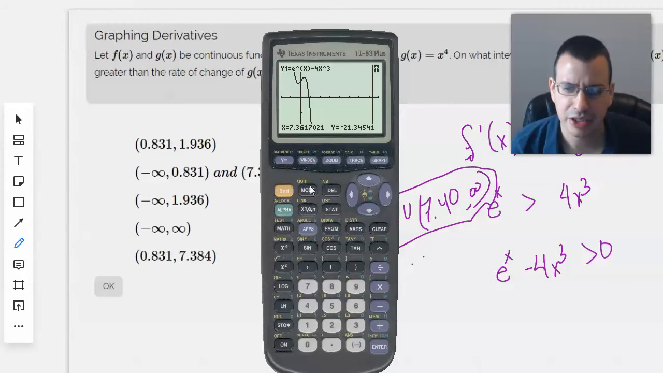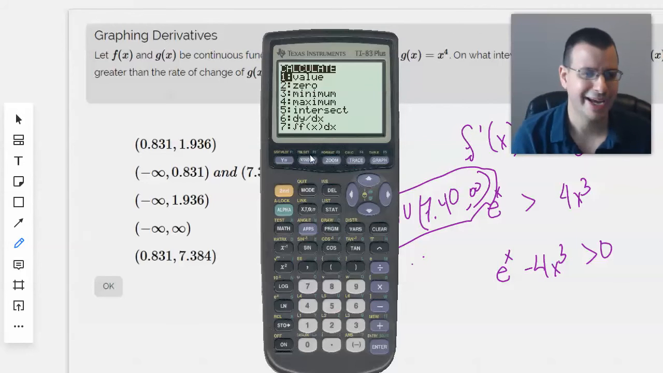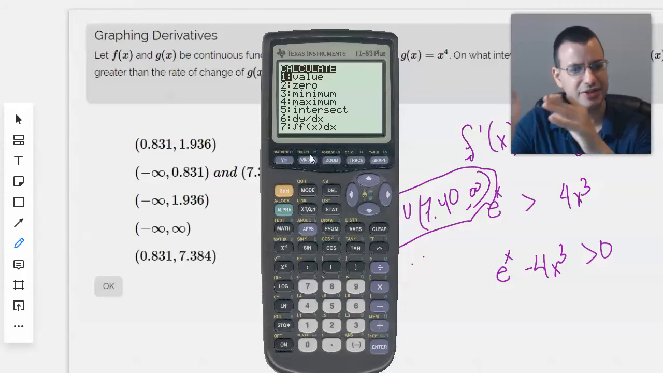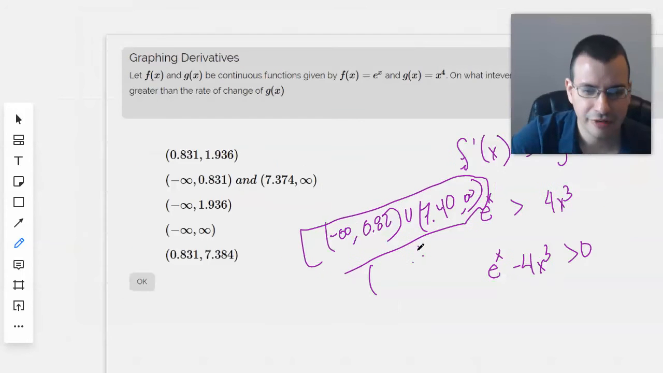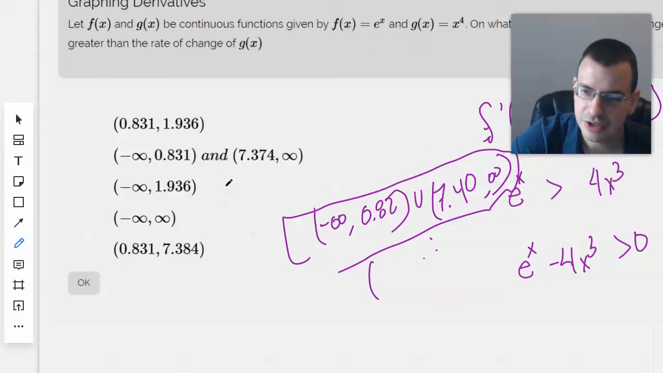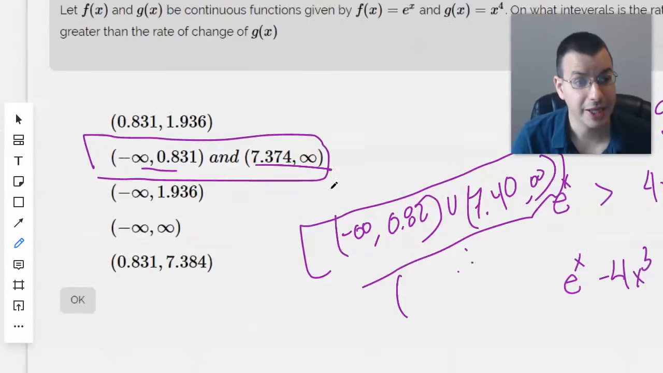Can we? Second, calc, zero. Yep, we could calculate the zeros. I didn't care. When you do that, you find the left side, you find the right side, and it finds a 0 in the middle. My level of care is not that great. So negative infinity to 0.831, and 7.3474. Yes. So right here, that'll be the answer.